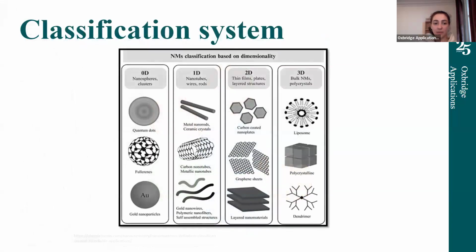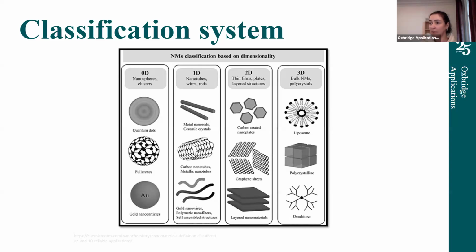Classification system. So these are the different classifications of nanomaterials, and they're essentially classed based on dimensionality. So the 0-dimension nanoparticles are essentially spherical ones. So things like the fullerene, things like single gold particles, the quantum dot as well. We have 1-dimensional nanomaterials. So these will be things like the carbon nanotubes that we talked about, polymeric nanofibers as well, metal nanorods as well, or ceramic rods.